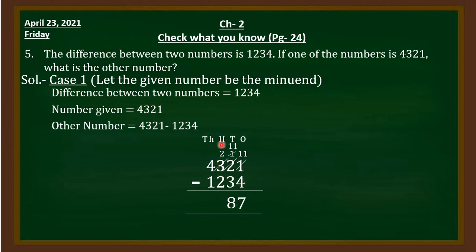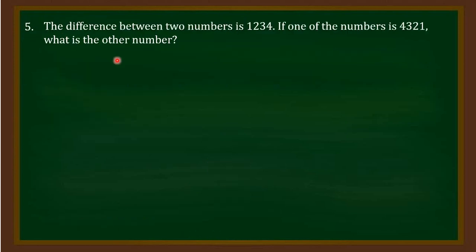Now we have 2 on hundreds place. And 2 minus 2 is 0. And moving to the thousands place, 4 minus 1 will give you 3. So we have now obtained the other number which was missing. So you will write the answer as: the other number is 3087. Now kids, how will you write the other case?